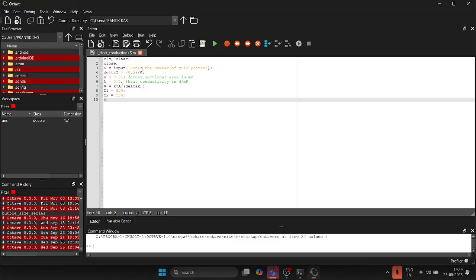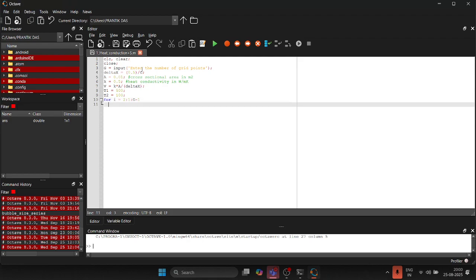And then for I equals 2 to G minus 1. What I'm doing is that from the second row of the matrix itself, there is a pattern: 2 comes in the middle and minus 1 comes on both sides. Have you seen the pattern there? 2 comes in the middle, minus 1 comes on both sides. Let me show you the matrix again.